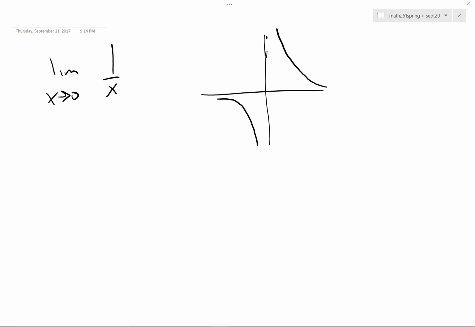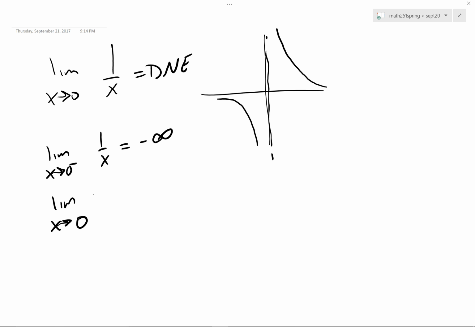Okay? Now, we can look at another one here, 1 over x. What is the limit as x approaches 0 of 1 over x? Well, look at the graph. There's an asymptote. What is the limit? The limit does not exist. And the limit does not exist because the left-hand limit is going to negative infinity, and the right-hand limit is headed towards positive infinity. And because they are not the same, the limit does not exist. Okay? Those are pretty straightforward.